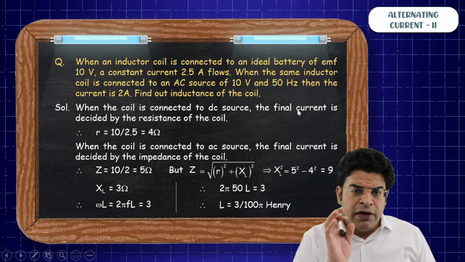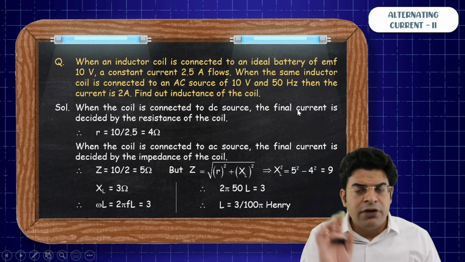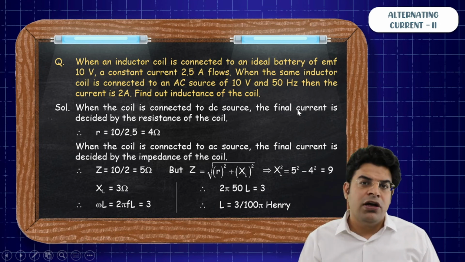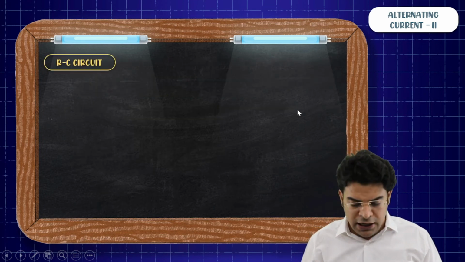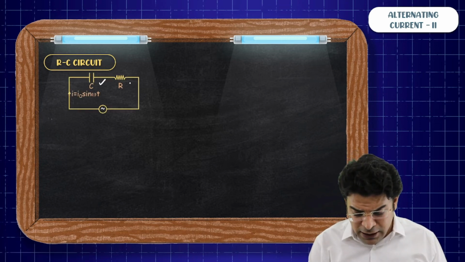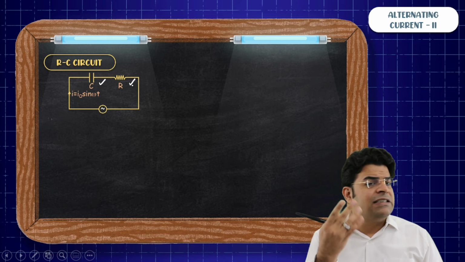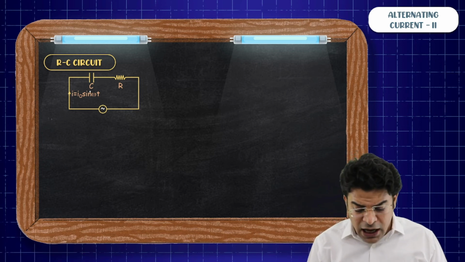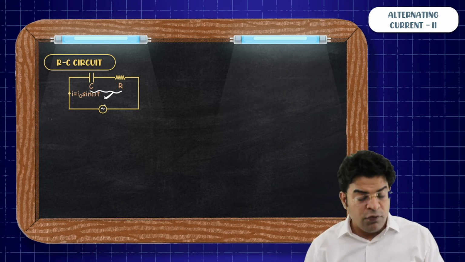So now we have talked about LRC circuit. We have talked about LR circuit. Now we will remove the inductor and talk about RC circuit. What is an RC circuit? In RC circuit, we have a capacitor and resistor connected in series. There is no inductor. When they are connected in series, the same current will flow through them.